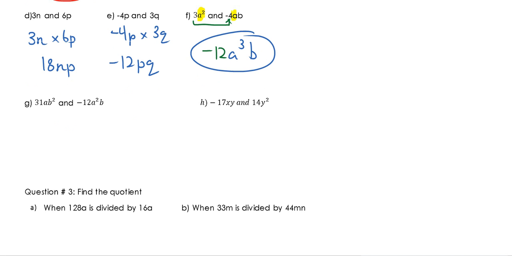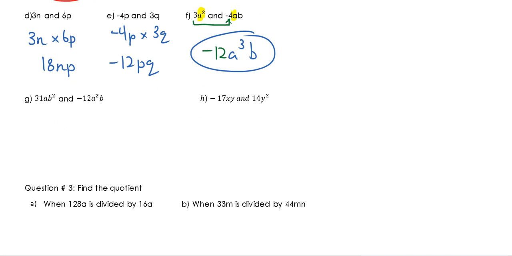Question number G is a little bit more difficult because the numbers are bigger here, so negative 31 and negative 12. If you take 31 and times it by negative 12, you get negative 372.